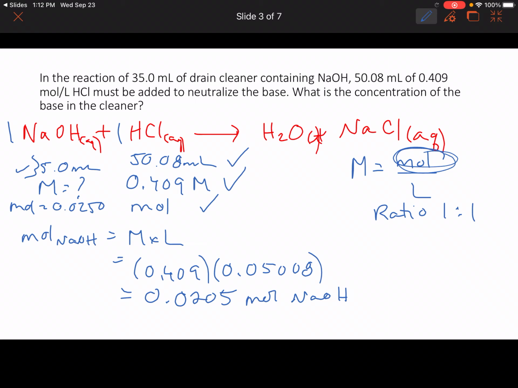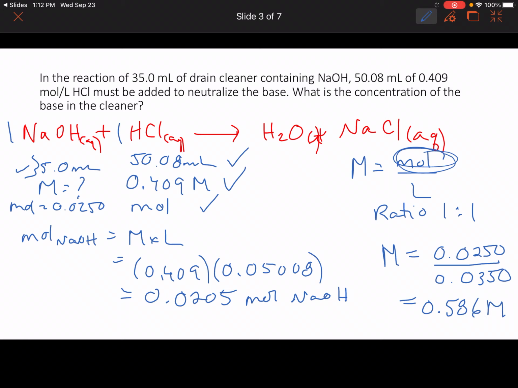So I've now got the moles of the sodium hydroxide and I've got the volume. Now I can find the molarity of the NaOH solution. It's going to be moles per liter: 0.0250 divided by the volume, which is 0.0350. And I get an answer of 0.586 molar.